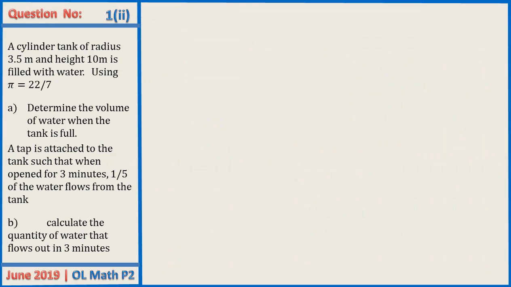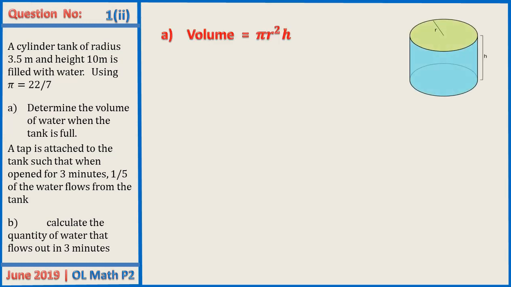Now sub 2. A cylinder tank of radius 3.5 meters and height 10 meters is filled with water. Take pi equals 22/7. Determine the volume of water when the tank is full. When the tank is full here means the total volume. That is the tank, that's the radius, and that's the height. The volume of a cylinder is given by pi radius squared times height, because they said it's a cylinder. That gives us 22/7 times 3.5 times 3.5 times 10. Simplifying on the calculator will give us 385 meters cubed, because it's volume.